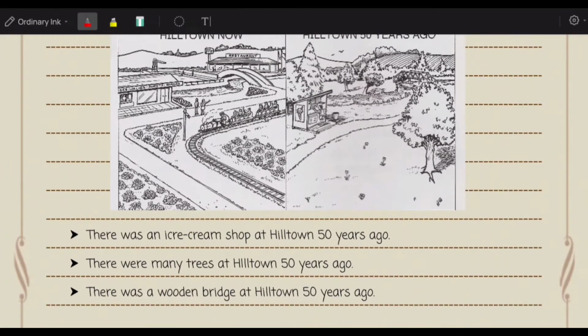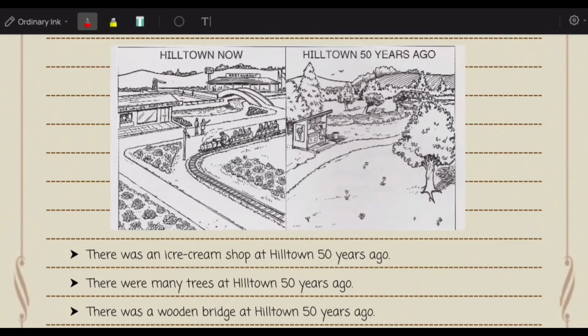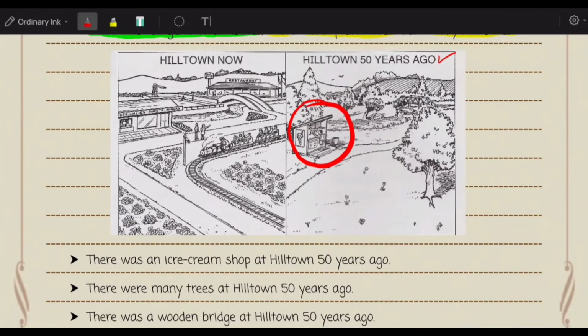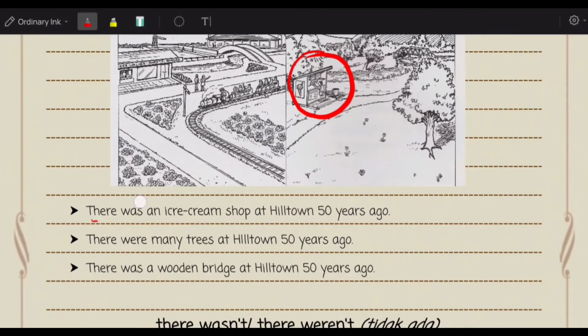So the first one, there was an ice cream shop at Hilltown 50 years ago. Look at this picture, gambar ini. Hilltown 50 years ago. So there was an ice cream shop. Ini dia, ice cream shop. Tapi itu masa dahulu, sekarang tiada lagi. Dan dia cuma satu sahaja, satu kedai ice cream sahaja, dan dia cuma terdapat masa 50 tahun dahulu. So we use the word there was. Kenapa was? Sebab dia satu sahaja, only one ice cream shop.